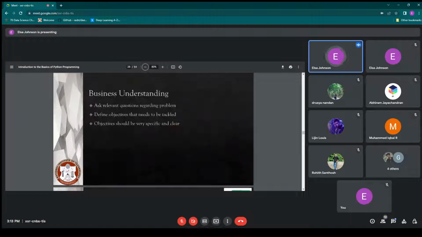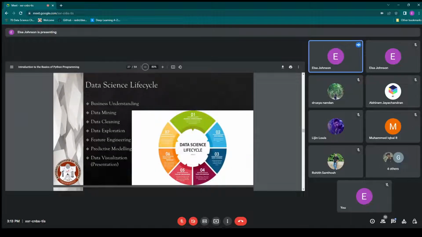Ask relevant questions about the problem, define objectives that need to be tackled, and the objectives that are defined should be very specific and clear. This particular stage is where you have to convey your understanding to your bosses or authorities. You are just finding where this can be done. Now after that, next one is data mining.